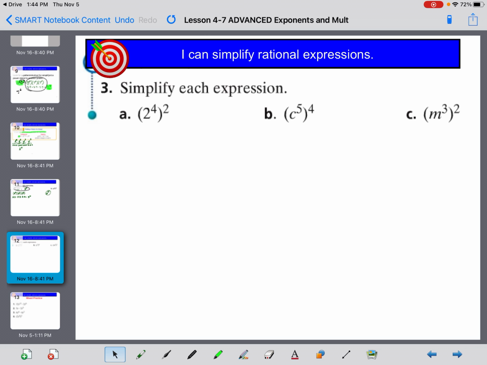All right, your turn. Pause the video. Show me that you can do these 3 on your own. Then come on back to compare your answers to mine. Letter A is 2 to the 8th, 4 times 2. Letter B is 5 times 4 is 20, so c to the 20th power. And C is m to the 6th power.